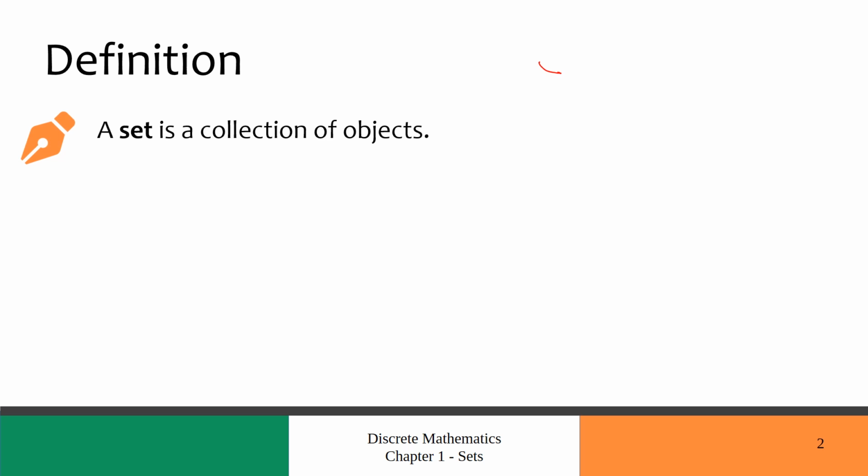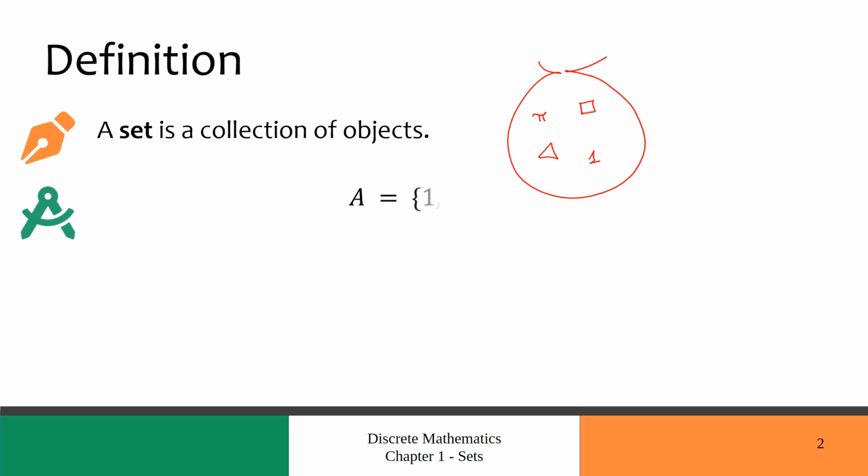You can think about a bag, and you can put whatever you want in it. It can be numbers, it can be words, people, anything. For example, A is the set made up of 4 elements, 1, 2, 3, and 4. B is a set made up of 3 elements, water, fire, and air.